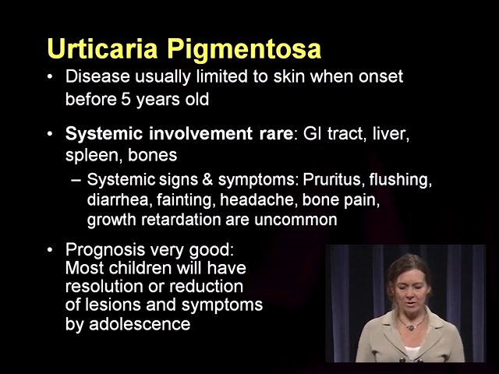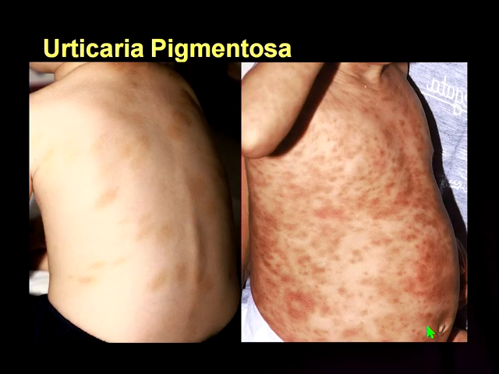But overall, most of these patients will improve significantly by adolescence, both in their symptoms and the reactivity of lesions, and the lesions tend to fade over time. So, just showing a couple more examples, this child on the left was a patient who was referred to me a few years ago, had been seen by another dermatologist, and had been diagnosed as having café au lait macules with a concern of neurofibromatosis. This child had urticaria pigmentosa, and the child on the right that I showed you with the question also has urticaria pigmentosa.